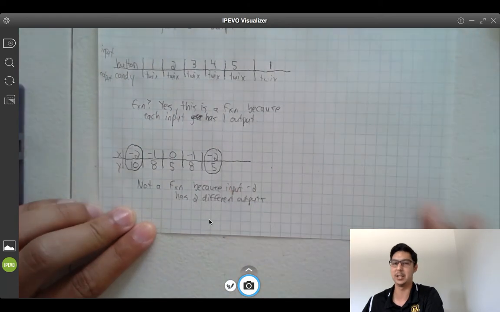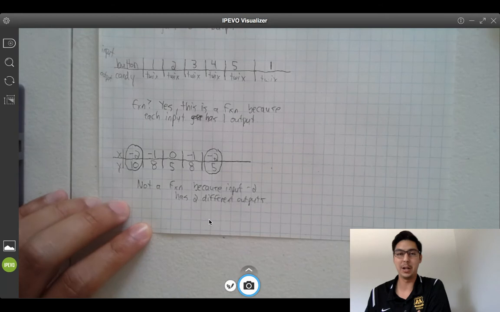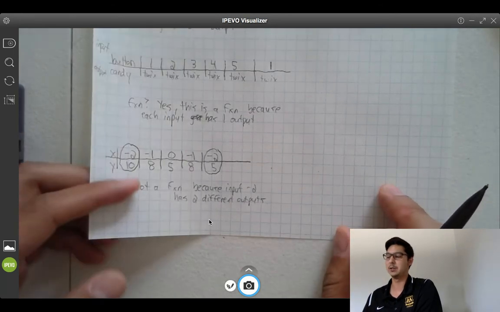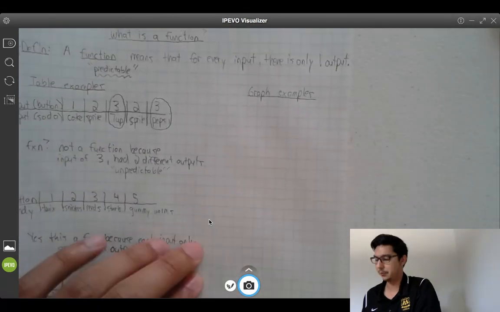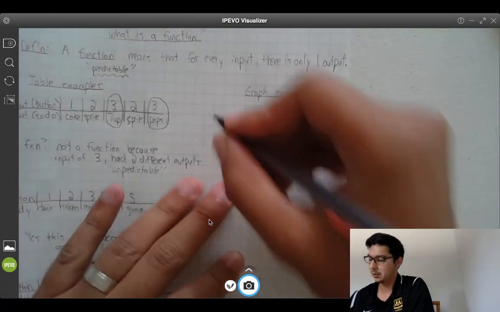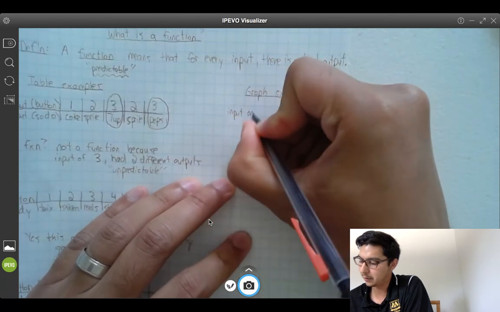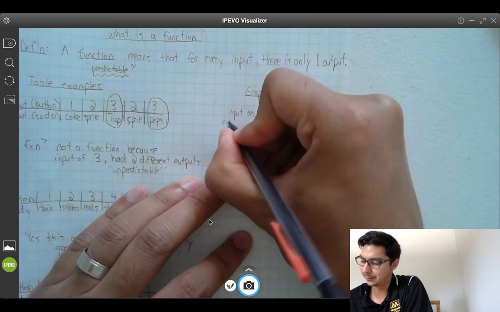So that's how functions make sense from tables. And I hope those 4 examples make some sense. Now, remember, you can pause the video, rewind as much as you can, if I'm going too fast, if you want to copy this down or reference these. All right. Now we're going to look at some graph examples. So the question is, what's an input on a graph? And what's an output on a graph?